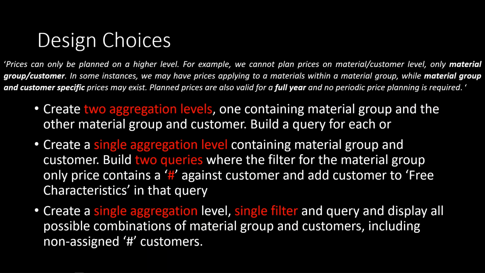Build 2 queries where the filter for the material group price contains a hash against customer, and add customer to free characteristics in that query, or create a single aggregation level, single filter, and query, and display all possible combinations of material group and customer, including non-assigned or hash customers.